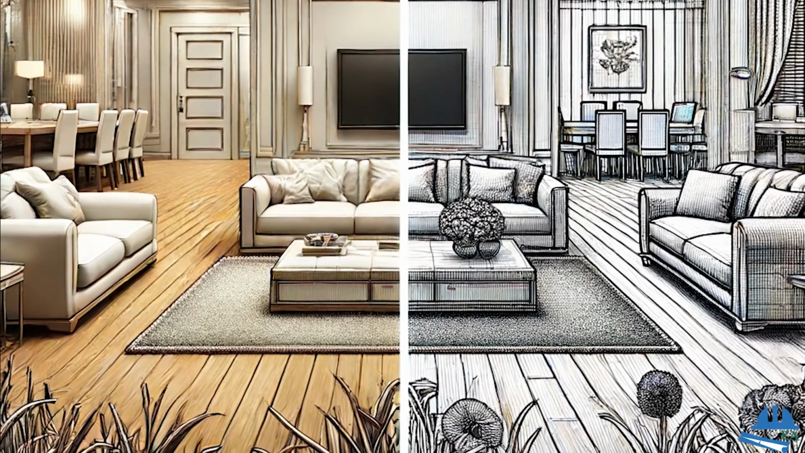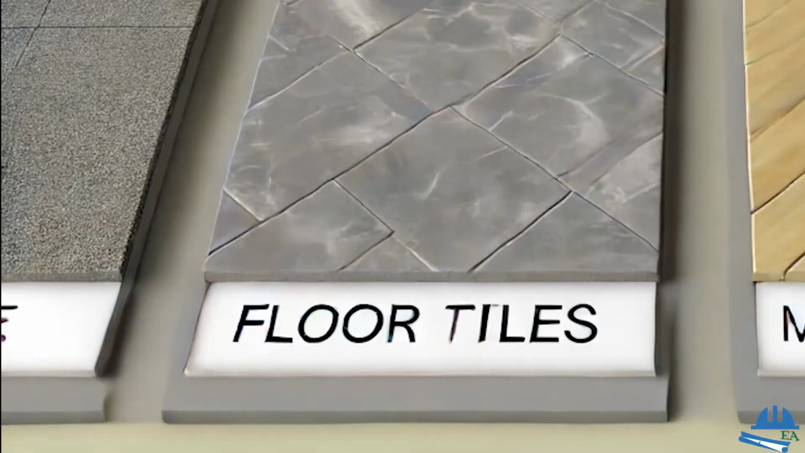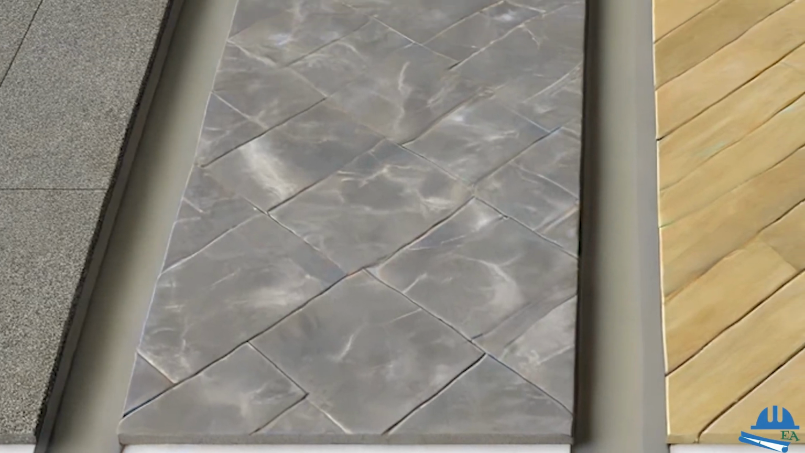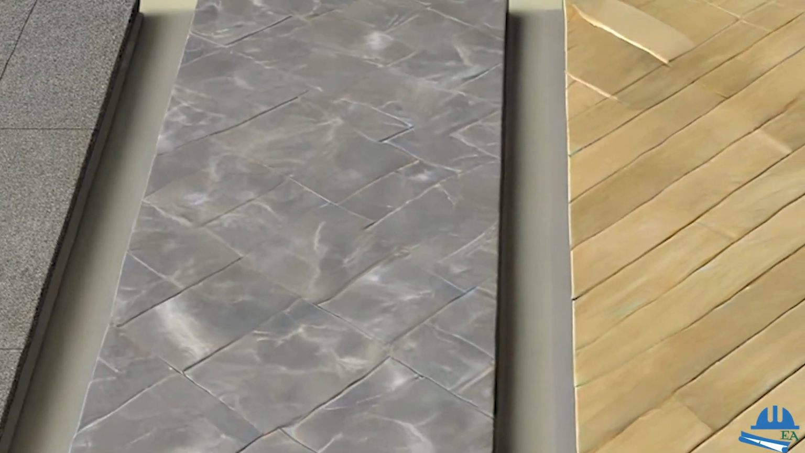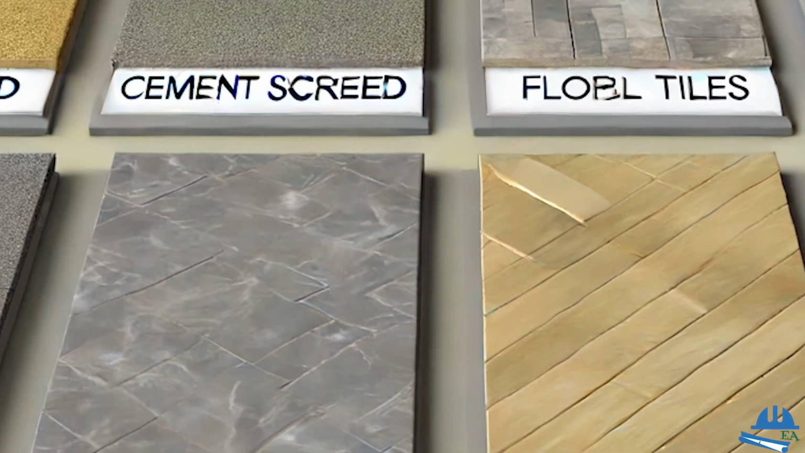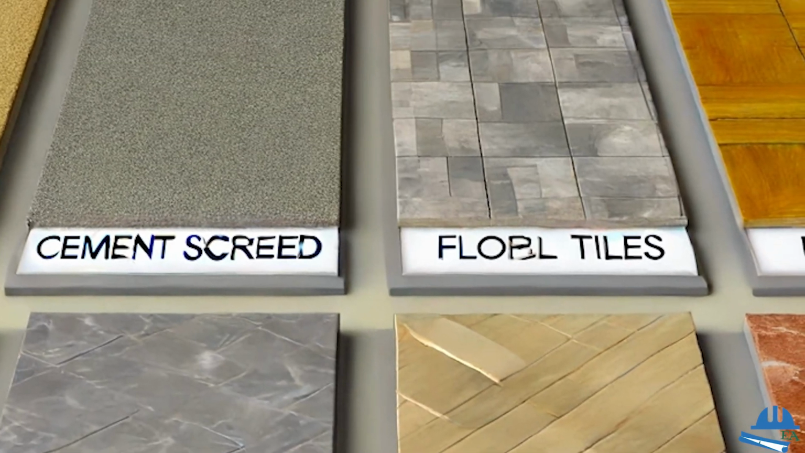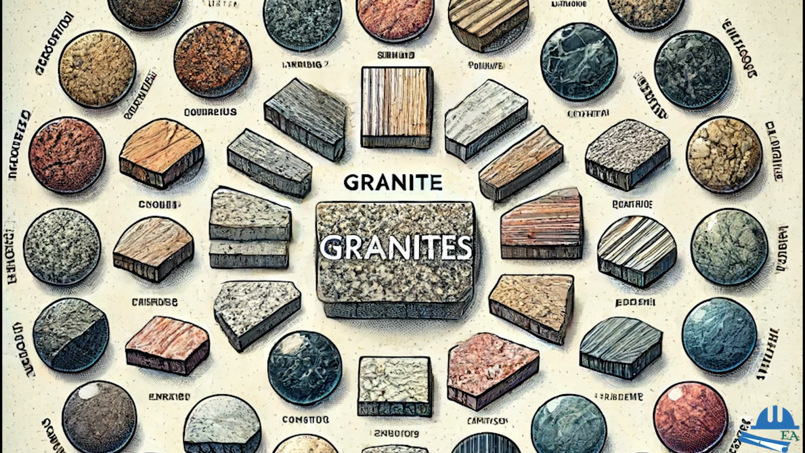For instance, let's take an example of the floor finish. The floor finish can be cement screeding plus punning, which is the cheapest option. Then it can have floor tiles, it can have marble, it can have granite. And within the granite, the cost can vary depending upon its properties and its finishing.